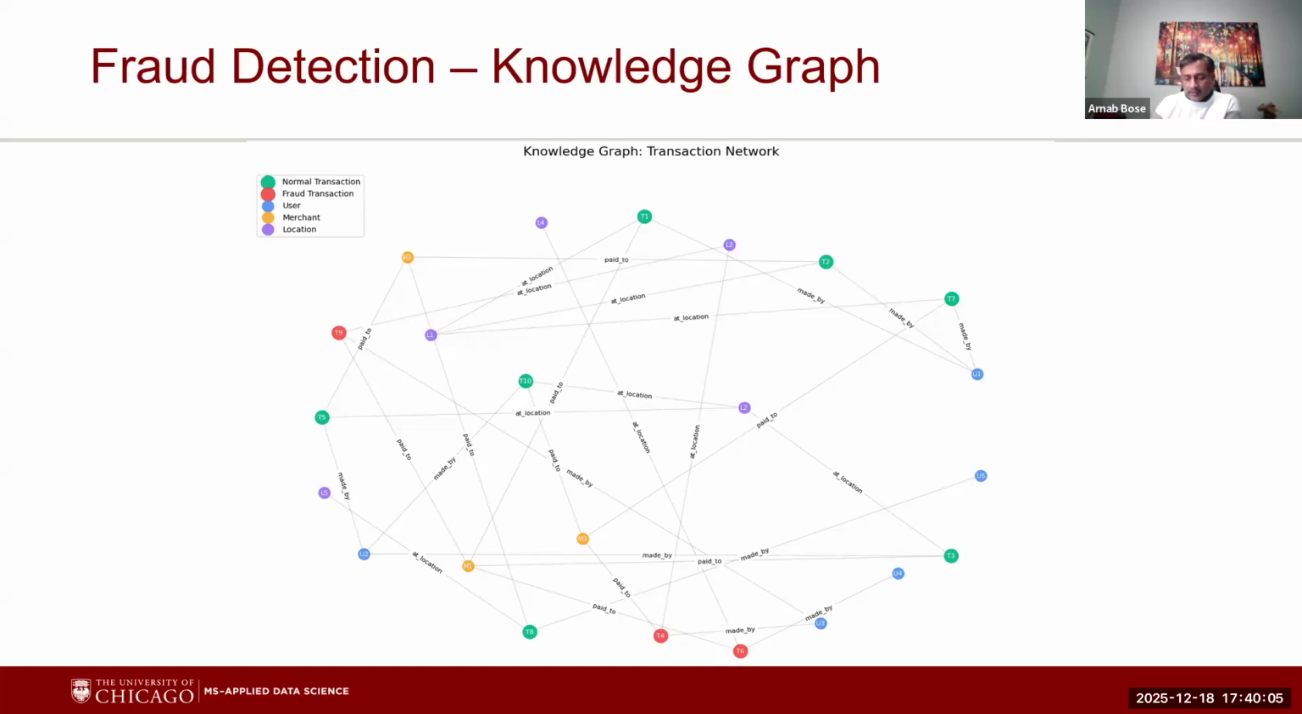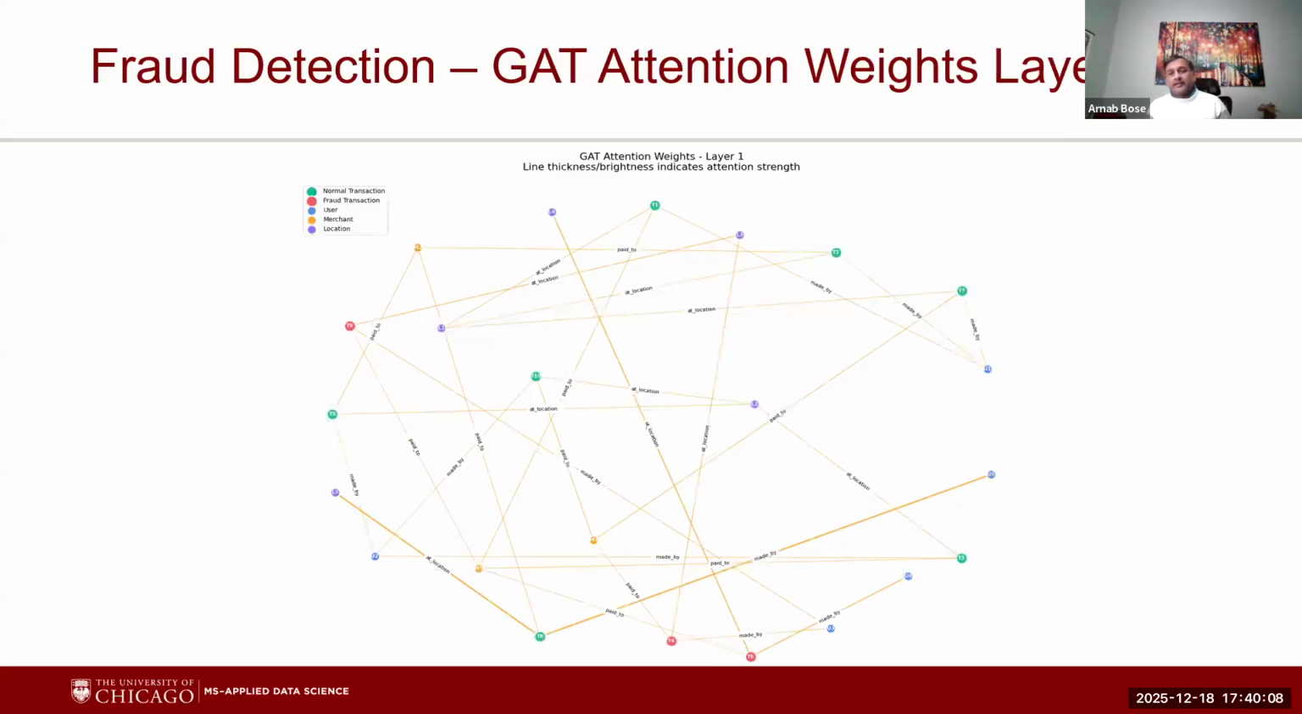Two hidden layers. What I'll show you next is, for the first layer, which edges the GAT is paying attention to. The thick lines are the ones it's paying attention to in order to detect fraudulent versus non-fraudulent. Let's first take this one, the fraudulent one, T6. You can see that to detect fraud, it's not paying that much attention to the merchant. Instead, it's paying attention to the user who made this fraudulent transaction and the location where it was made, right?